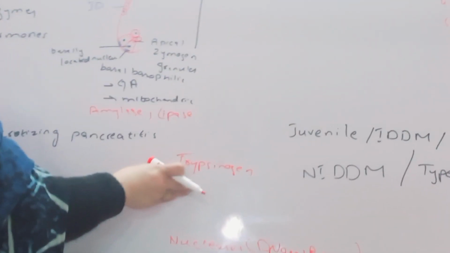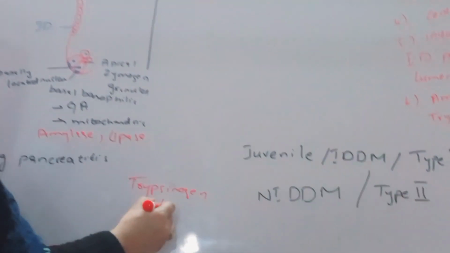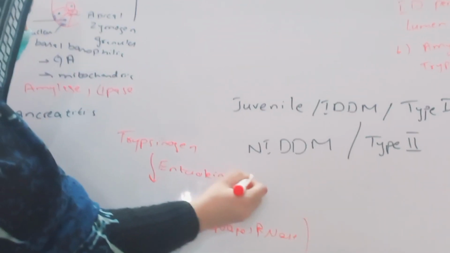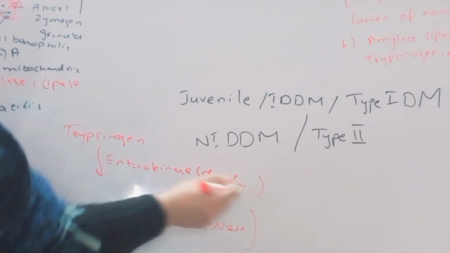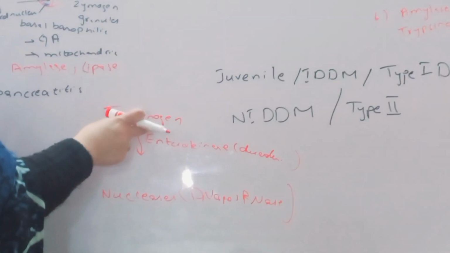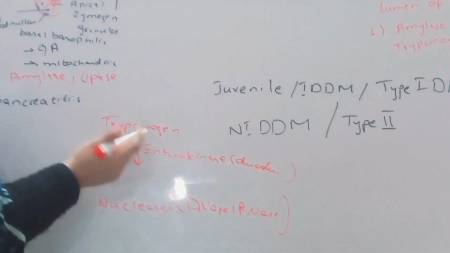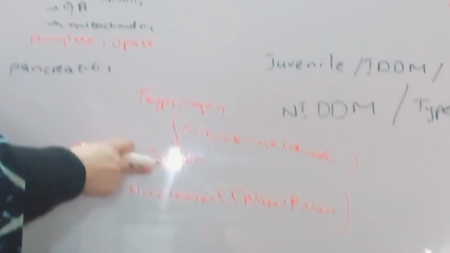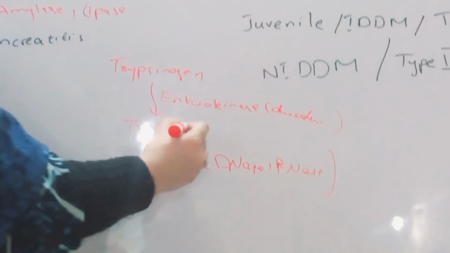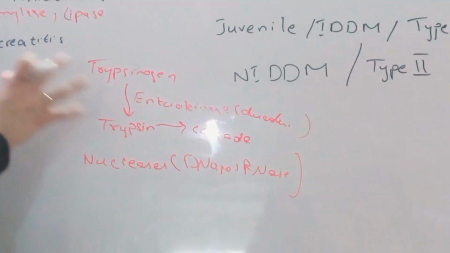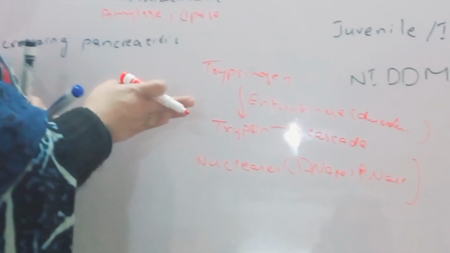Trypsinogen is secreted in inactive form, but when an enzyme known as enterokinase, which comes from the duodenum, acts on the trypsinogen in the intestine, this inactive pro form of the enzyme becomes active and is converted into an active form known as trypsin. Now this trypsin in turn will activate a cascade of protein digesting enzymes. In this way, the proteins will be digested.